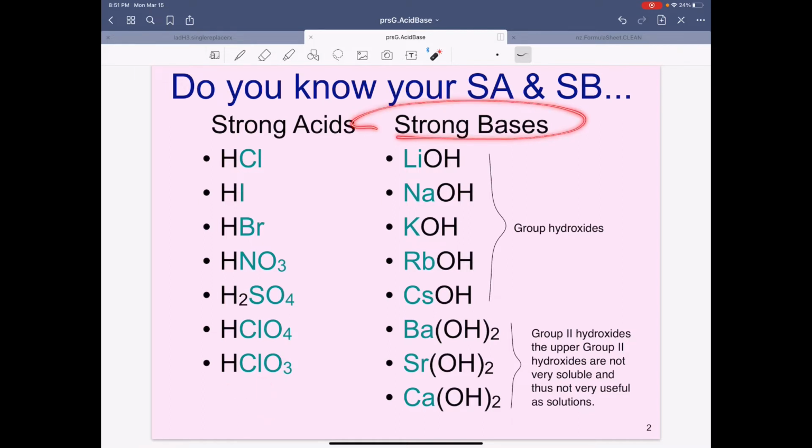Likewise, the strong bases, of course, are your group 1 and group 2 hydroxides, your alkali hydroxides, which are very soluble, and your group 2 hydroxides, particularly the lower group 2 ions on the periodic table, are more soluble. The top of the table, beryllium hydroxide and magnesium hydroxide, just not very soluble.